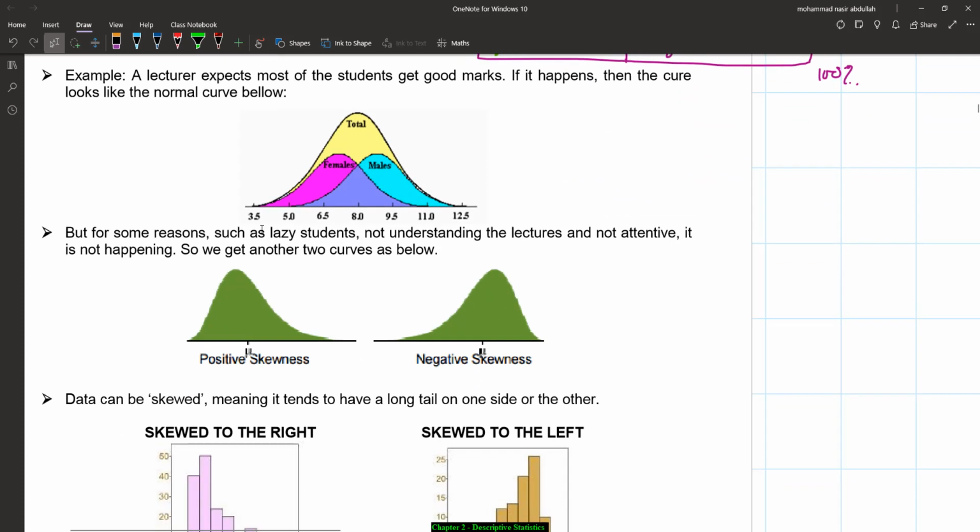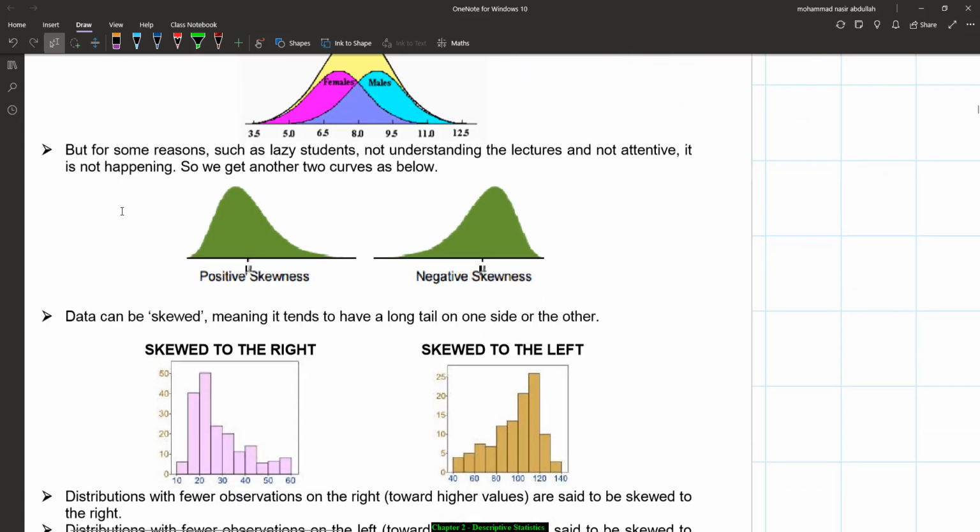Let's look at skewed distribution. So skewed distribution, we have two commonly known skewness, which is positive or negative distribution, right? Positive distribution also known as a skewed to the right distribution, and negative distribution also known as skewed to the left distribution.